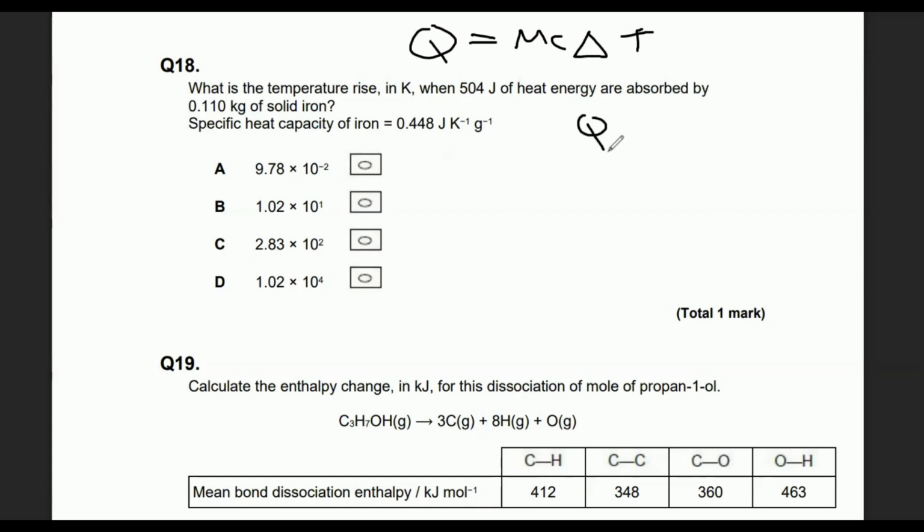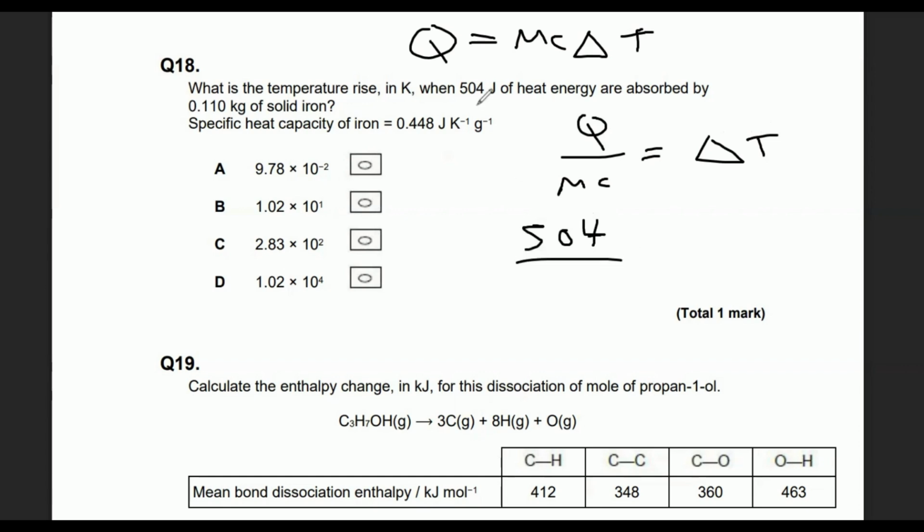So we need to rearrange Q over MC, divide both sides by mass and specific heat capacity to leave the temperature rise. They did say what is the temperature rise in Kelvin? Yeah, same as saying what is the temperature rise in degrees. That's just to throw you off. 1 degree is equal to 1 Kelvin. So Q is 504. Thanks for that, Bob.